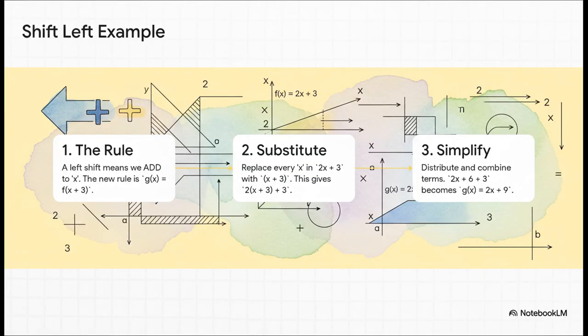Okay, let's put this into practice. Let's say we want to shift the function f of x equals 2x plus 3, 3 units to the left. All right, what's the rule? Think opposite. So a left shift means we're going to add 3. But, and this is key, we add it only to the x. We replace the x with a whole x plus 3. See that in step 2? So now we have 2 times x plus 3 plus that original 3. We just simplify that out, and boom, our new function is 2x plus 9. That's the rule in action, right there.